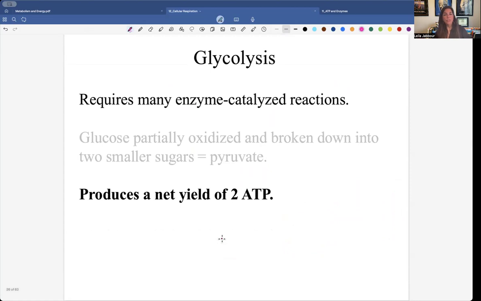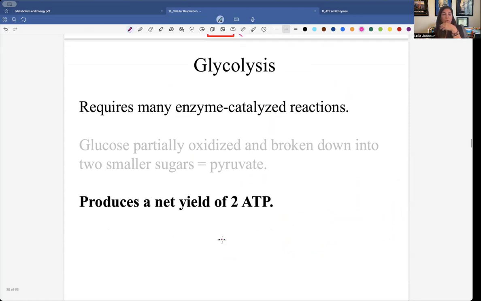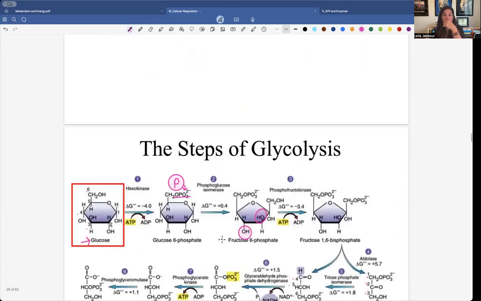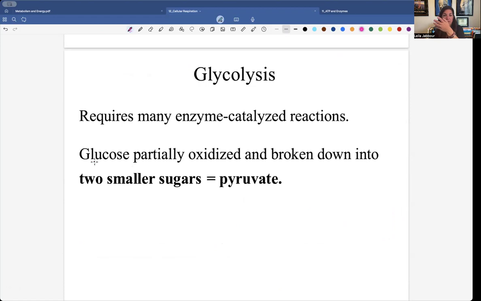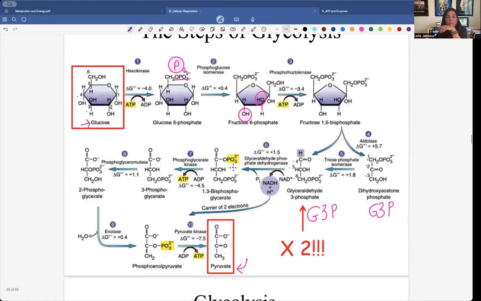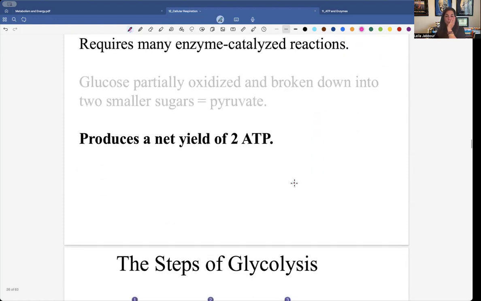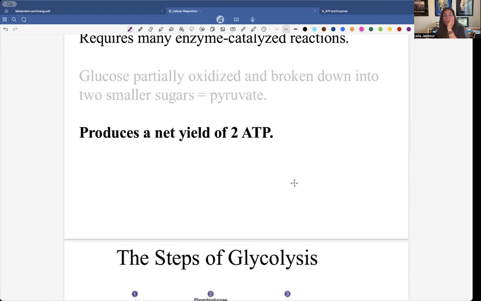Okay, so we saw that there are many enzymes that catalyze the reactions, and that the glucose is partially oxidized and broken down into two smaller sugars called pyruvate. So where did we write that here? That's here. Glucose partially oxidized and broken down into two smaller sugars, the pyruvate. See? Boom, boom, boom, and here we go. Two G3Ps. So the net production is 2 ATP. We get 2 ATP molecules out of this little first step of glycolysis.